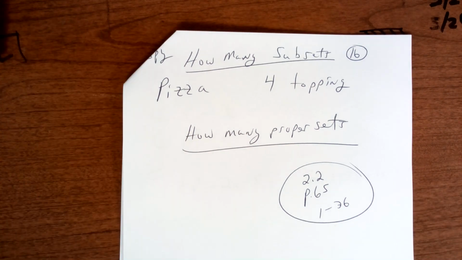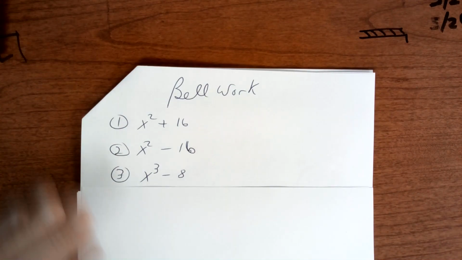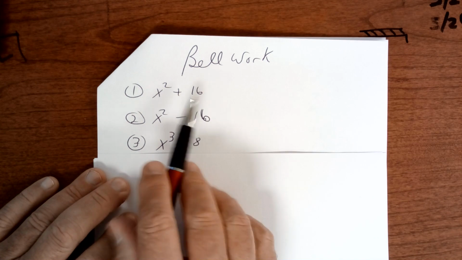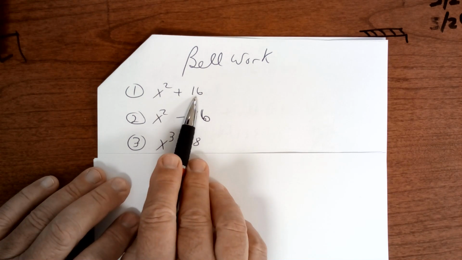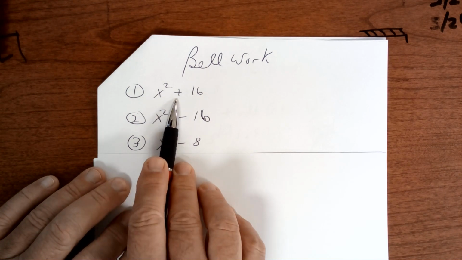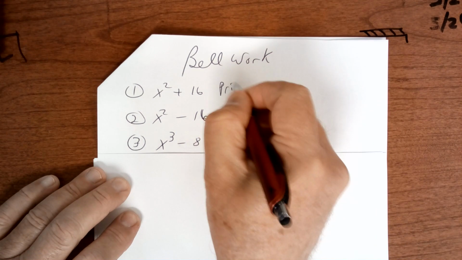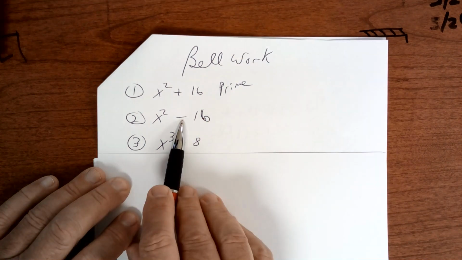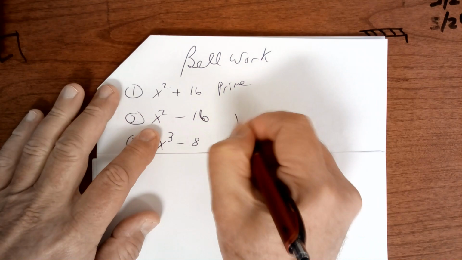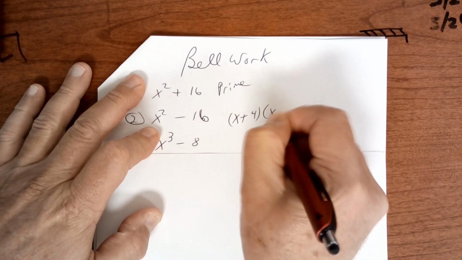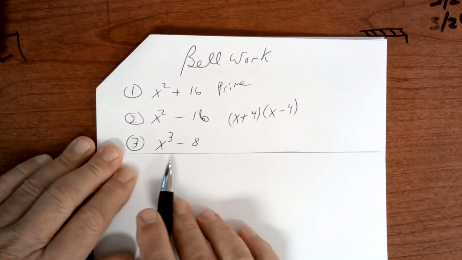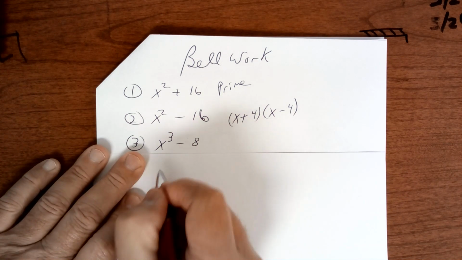Let's turn our attention now to college algebra. Okay, so for college algebra, this one is a perfect square and that one's a perfect square, but it's a plus. You can't factor it, so this one is prime. This one is the difference of two squares, so it's going to be x plus 4 and x minus 4. This one right here is the difference of two cubes and has a formula.